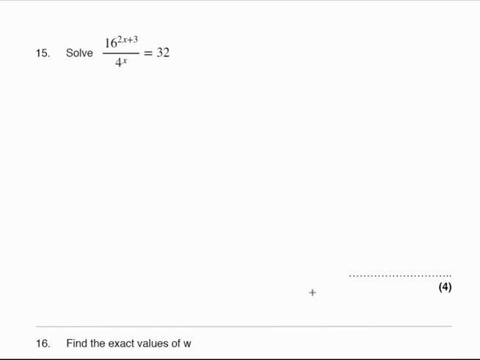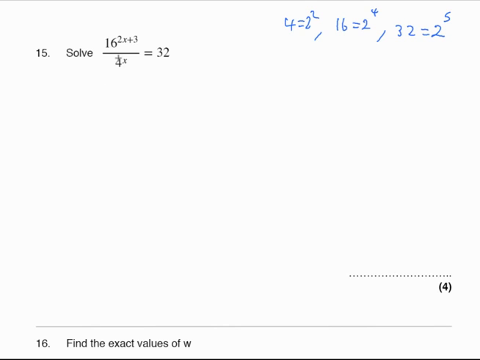And then our next question is this one. 16 to the power of 2x plus 3 over 4 to the power of x is equal to 32. So we can realize that, again, everything can be written as powers of 2. We have that 4 is equal to 2 squared. We have that 16 is equal to 2 to the power of 4. And we have that 32 is equal to 2 to the power of 5.